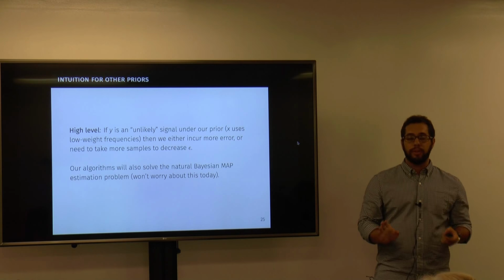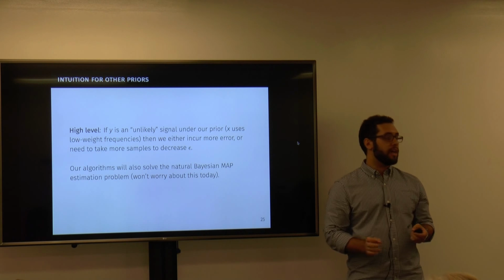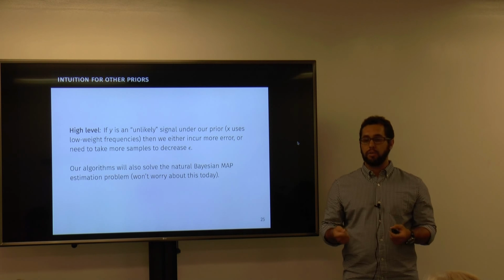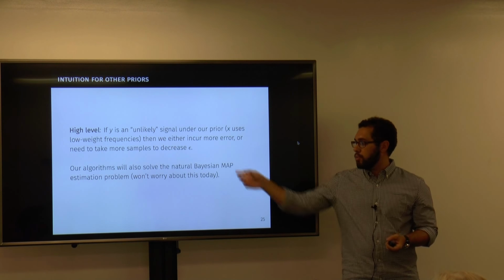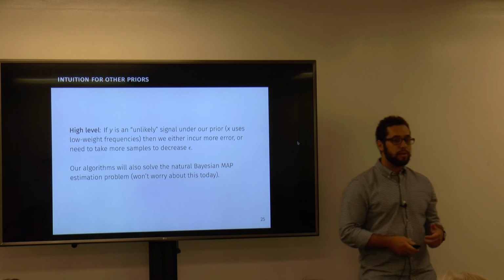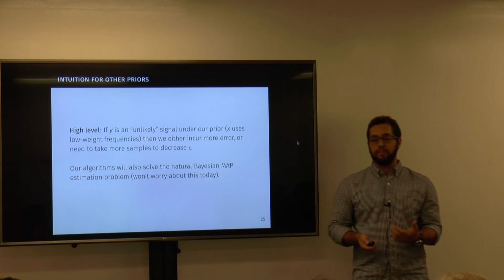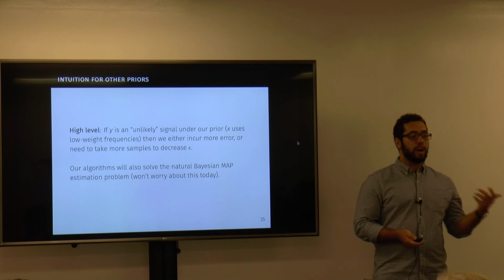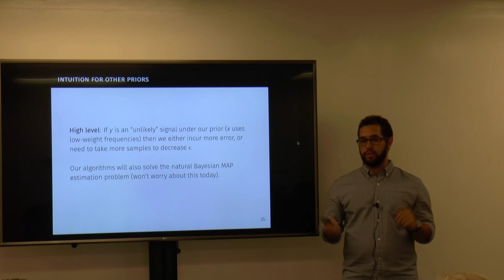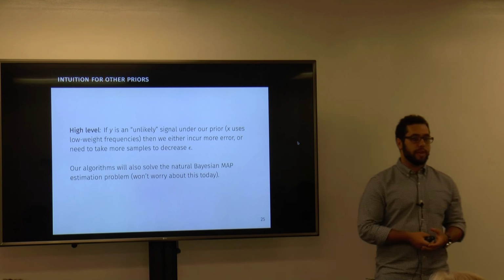You can set this up formally in a Bayesian way, and you can show that the algorithm we get in the end outputs a Bayesian MAP estimator for the problem. But just think of it as, in general, that energy term goes up if I want to use less likely frequencies, so I'll get more error for less likely functions.